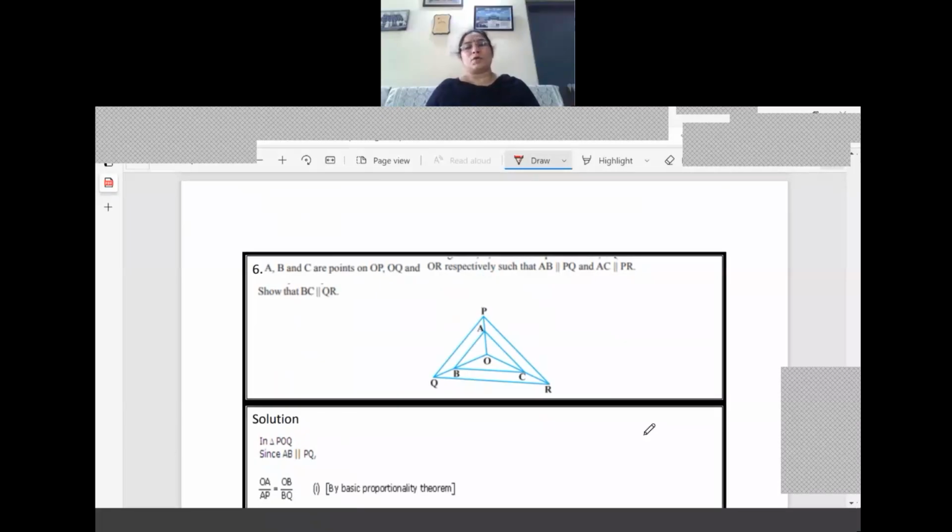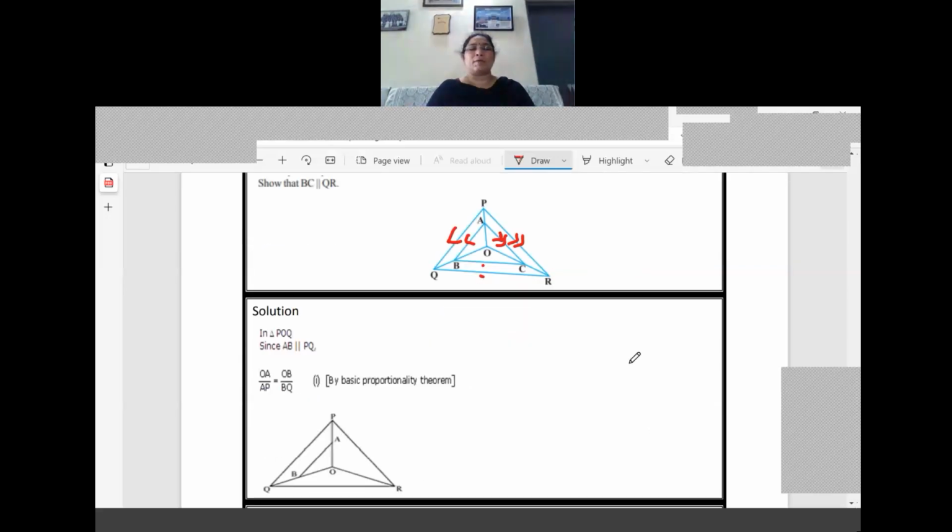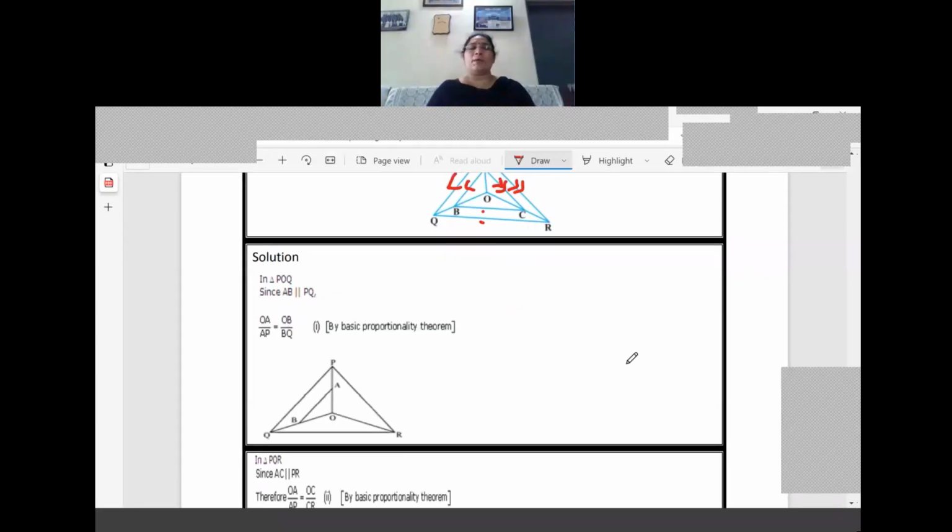In the same way, another question is given. A, B, C are the points on OP, OQ, OR respectively, such that AB parallel to PQ, AC parallel to PR, then BC parallel to QR. So already given that AB parallel to PQ, AC parallel to PR. Now what is the left line? That is BC, right? BC and QR should be parallel, we should prove. So one by one we are taking. Now what is the first step? AB parallel to PQ.